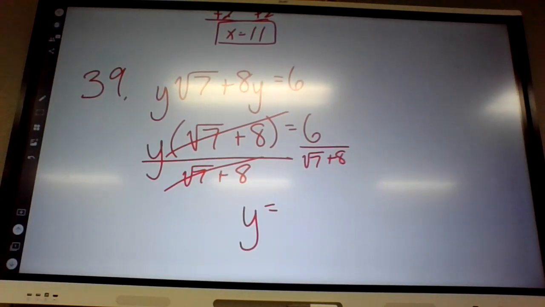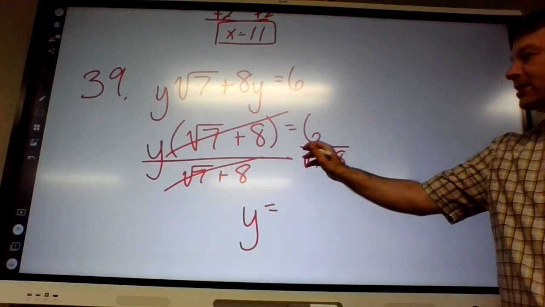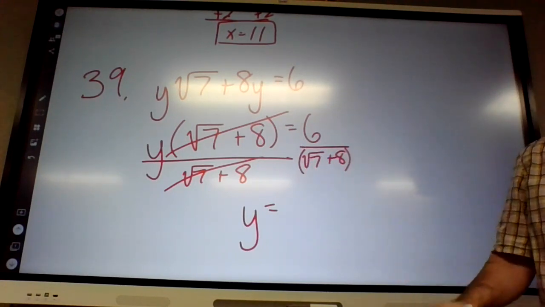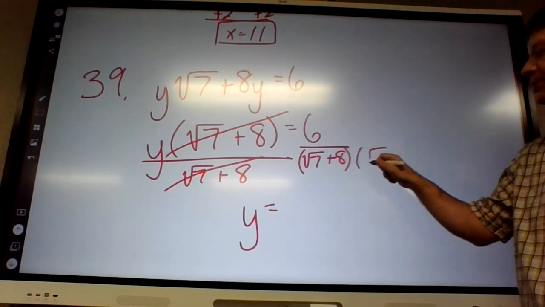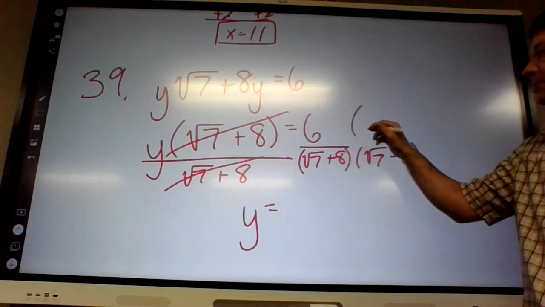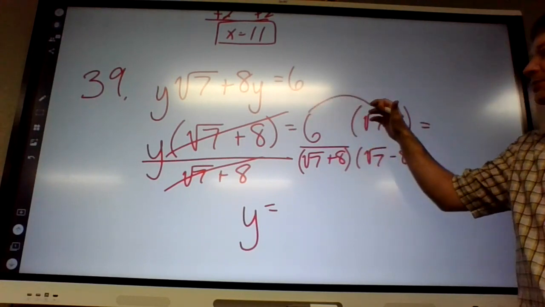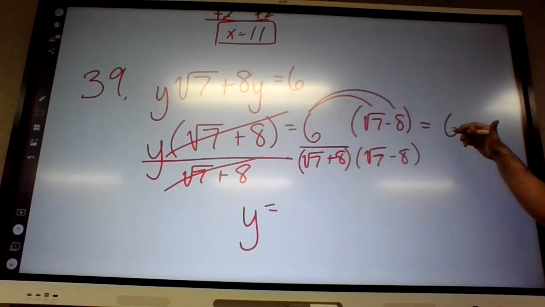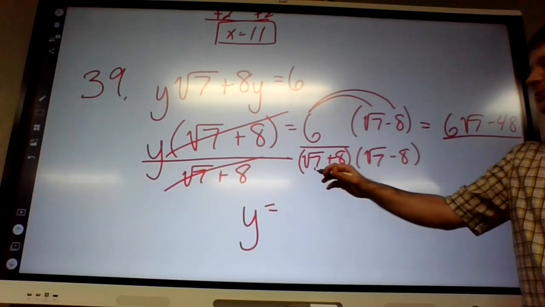Is that it, or is there something else? You can't leave that in the denominator, just where a nice calculator comes in. So you have to multiply by the conjugate, kind of like the problem we did a few problems ago. So you got to multiply by square root of 7 minus 8. Distribute. FOIL, but not the whole thing.